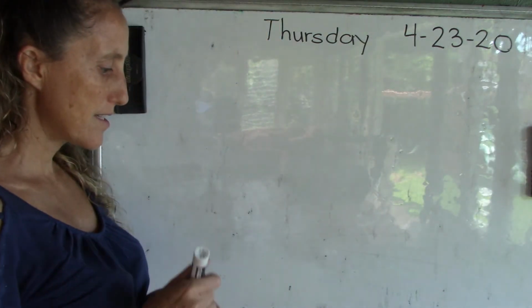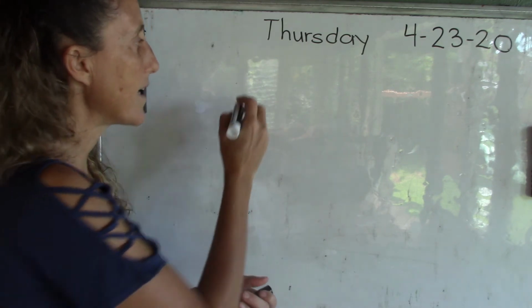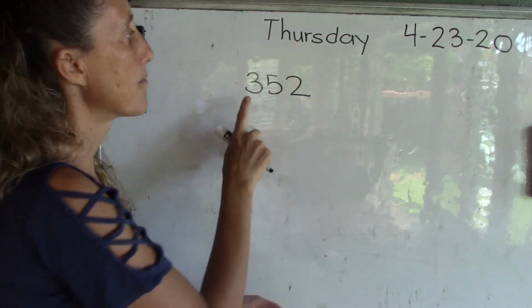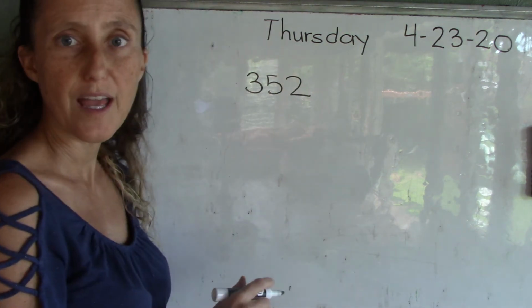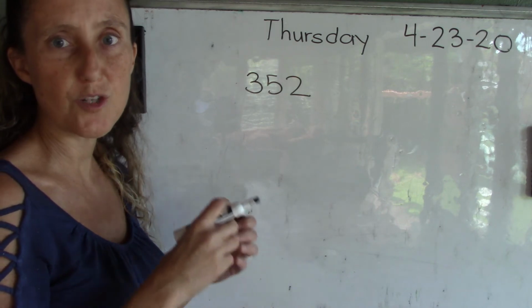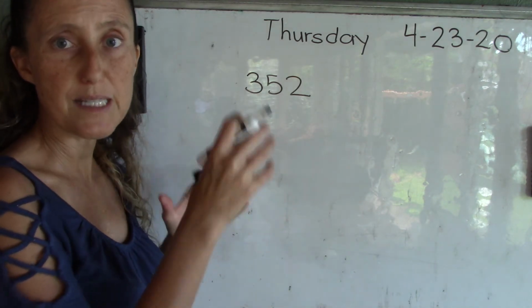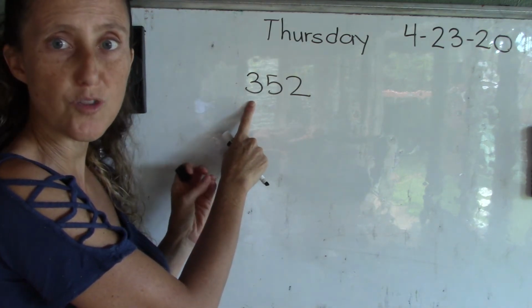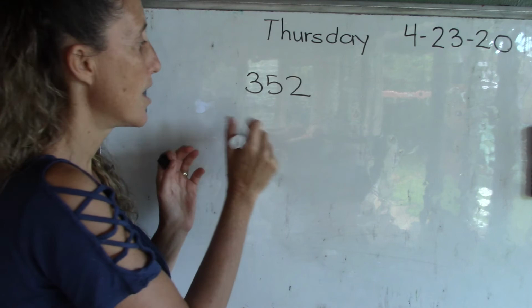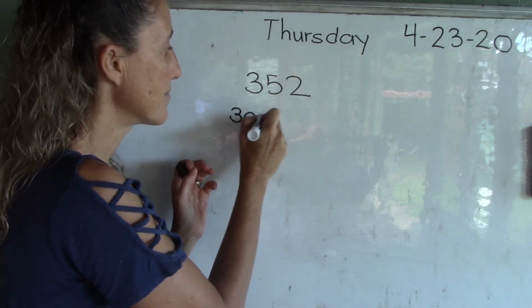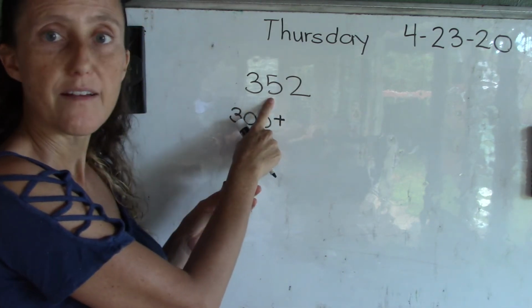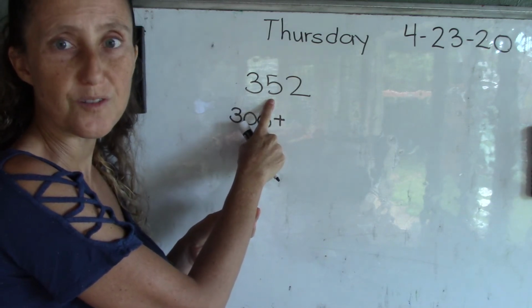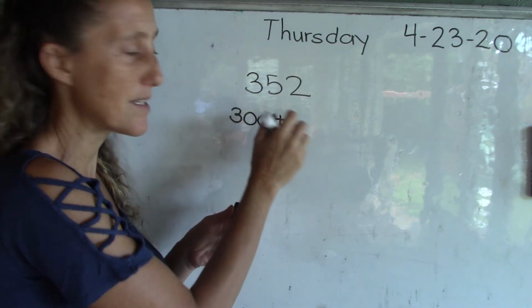Second and third graders, you are going to write a number in expanded form. So I have a regular number, 352. And expanded form means that you break it apart into its pieces. So my first number is 3, and this 3 represents 300. So I would write 300. Plus this 5 represents what? Did you hear it? It's the tens place. It represents 50.